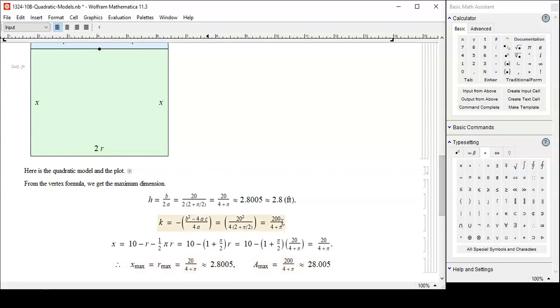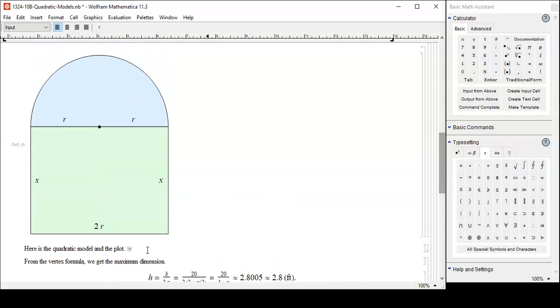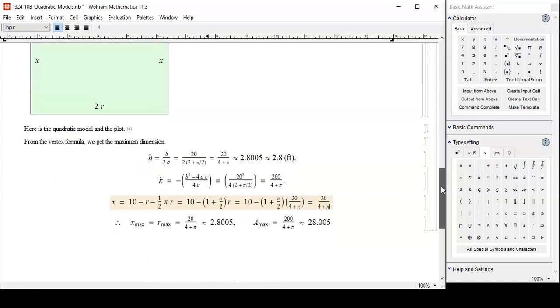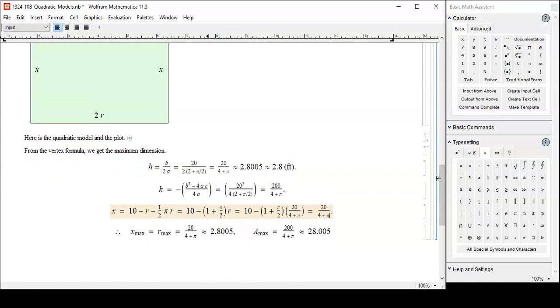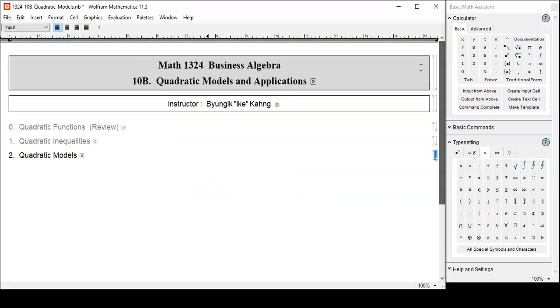Okay, if you do this computation, 20 over 4 plus pi, so the X value and R value will turn out to be the same. So this picture is not really a good picture. In the maximal case, this window has to be a lot thinner, a lot taller. Anyway, that's the conclusion. Okay, all right.